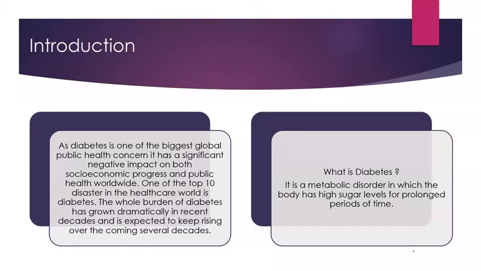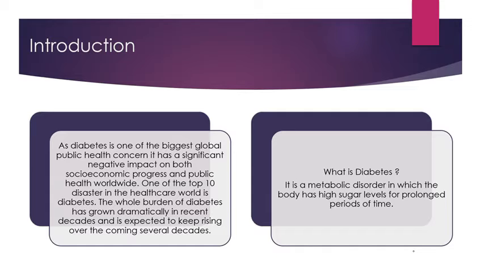What is diabetes? Diabetes is a metabolic disorder in which the body has a high sugar level for a prolonged period of time. As diabetes is one of the biggest global public health concerns, it has a significant negative impact on both socioeconomic progress and public health worldwide. One of the top 10 disasters in the healthcare world is diabetes.